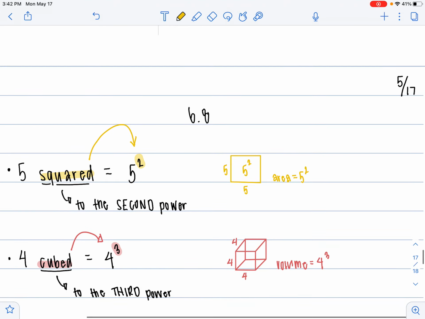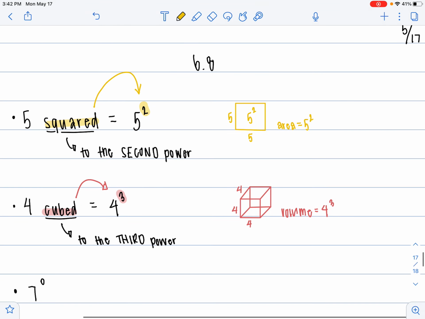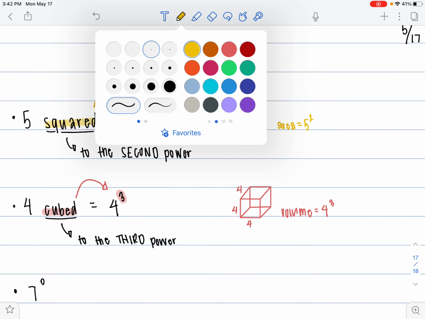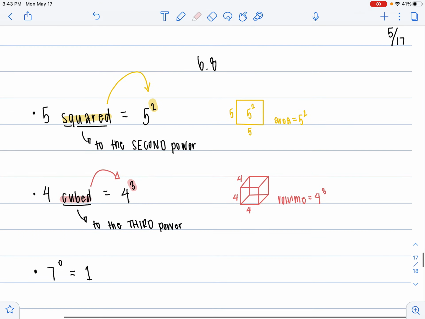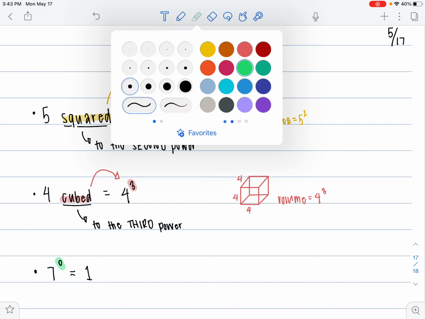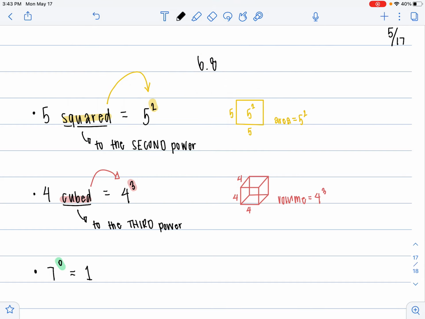So, the last thing we talked about today is raising a number to the 0 power. And 7 to the 0 power was our example. This is a little tricky and something you'll learn more about in later grades. But 7 to the 0 power is equal to 1. And actually, any number raised to the 0 power, no matter what the number is, is always 1.